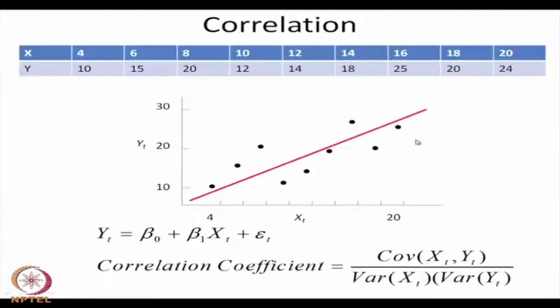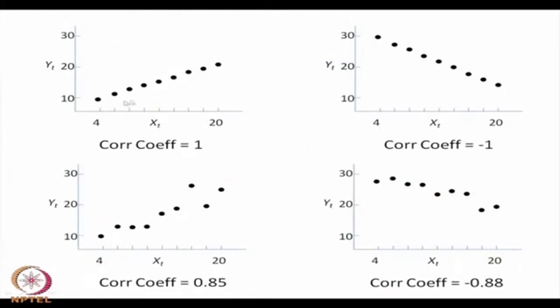Then we had also introduced the concept of correlation. Basically, correlation is the extent of linear relationship between two variables x and y. This is a case of correlation coefficient equaling 1. This is negative, minus 1, and these are close to 1, positive but not 1, it's 0.85, and this is minus 0.88, negative but not exactly lying on a line.